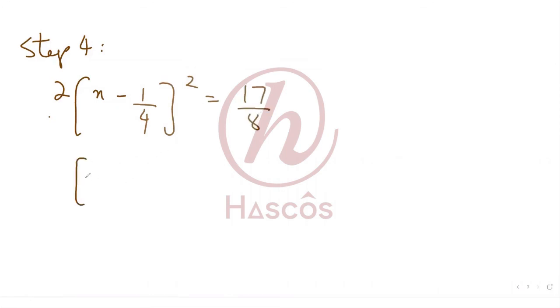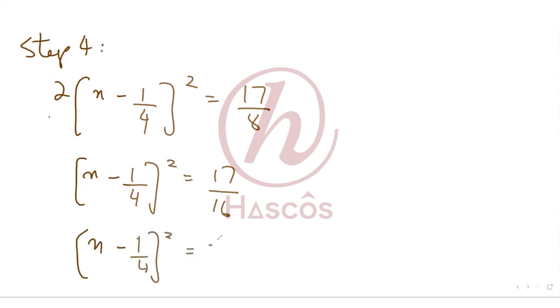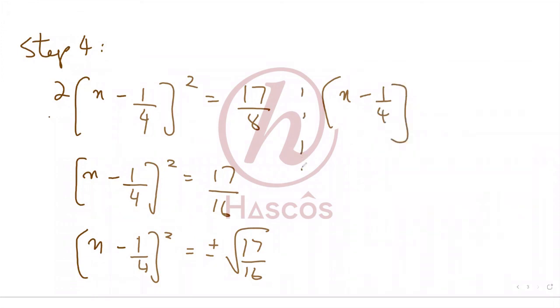We take 2 on the other side, we have x minus 1 upon 4, the whole thing squared, equals 17 upon 16. And we take an under root, we have x minus 1 upon 4 equals plus minus under root of 17 upon 16. And when we do 17 upon 16 under root, when we further solve it, we get plus minus 1.031.